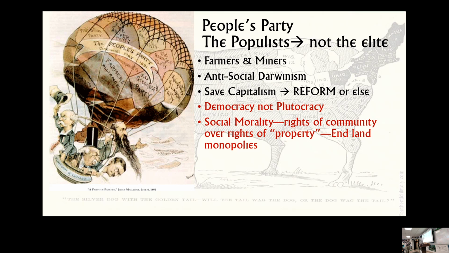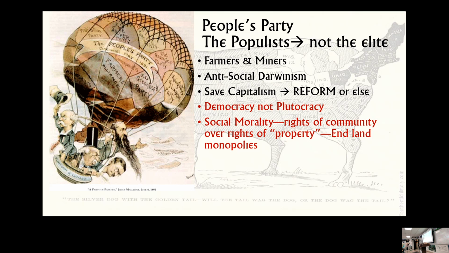Community, us, more important than property. You can't do whatever you want with your wealth. And so, like railroad monopolies or other monopolies, but the big one, they're farmers. Land monopolies, those who own the big plantations, remember sharecropping instead of farmers, that's who they're talking about.